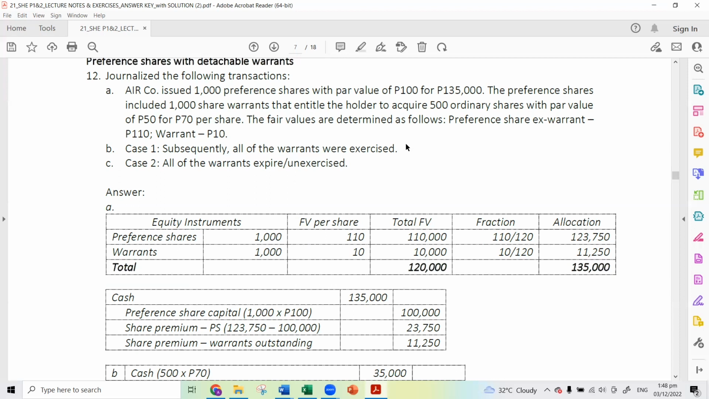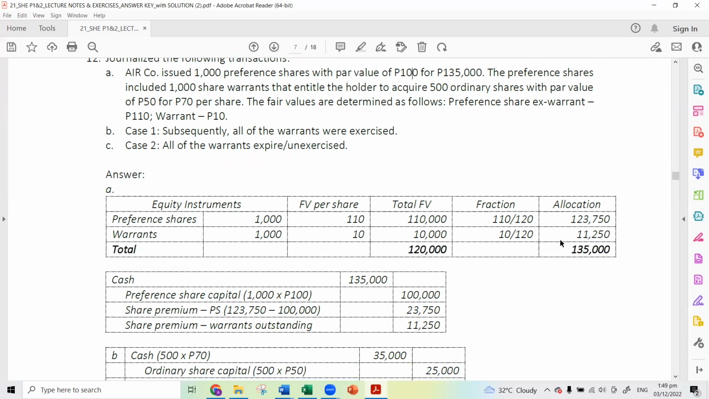When both the preference shares and the warrants do not have available fair values, the allocation of the issue price is based on what you call intrinsic value of the warrants. And that intrinsic value is the difference between the fair value of the ordinary shares and the subscription price. The warrants are assigned their intrinsic value, and any excess of the issuance price is allocated to preference shares. Okay? So dito ko na sa madali.